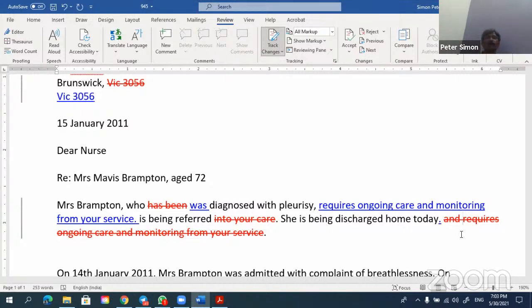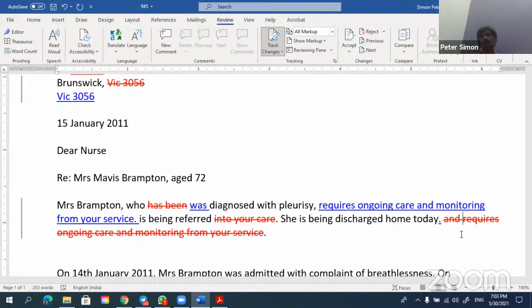I am referring her for. In the last paragraph also you can put. There is no compulsion that you have to put here or here. No problem. Or if you want to write like this, you can write in another way. Mrs. Brampton, who was diagnosed with pleurisy, is being discharged home today. I am referring her for ongoing care and monitoring from your service. So you can write like that also.